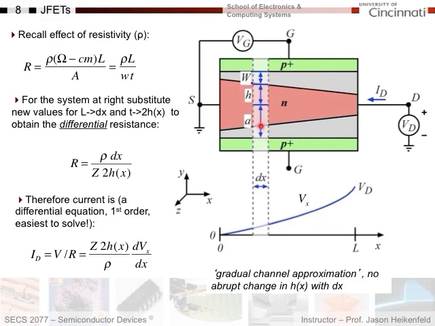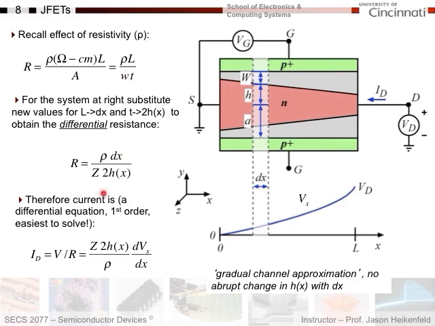And the total is 2h. So if this is how much is undepleted on this side, and this is on this side, 2h is the total width of the undepleted channel. Again, you can see how that changes as I move across the channel, and so that is also a function of x. I'll put these in there.